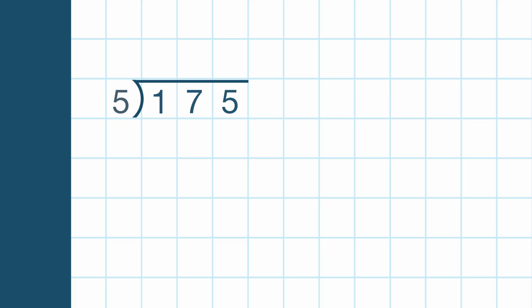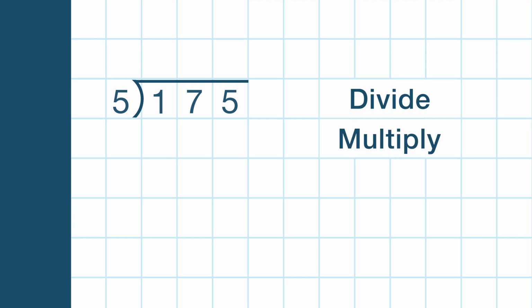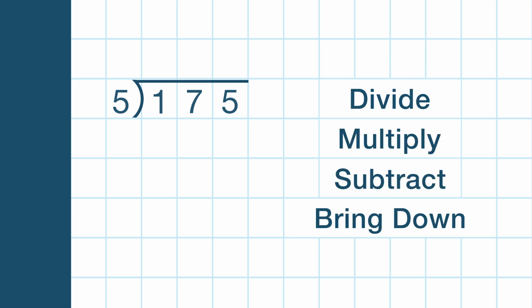First check, does 5 go into 1? No, 5 is larger than 1. So we look at the first two digits, 17. Does 5 go into 17? Yes. Now use the 4 steps: divide, multiply, subtract, bring down.